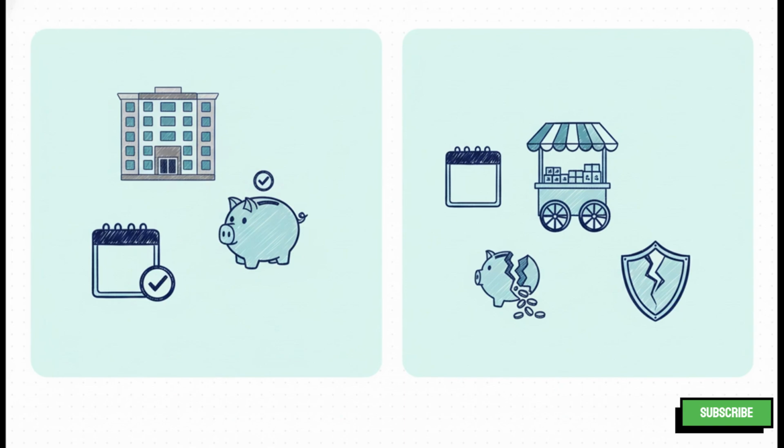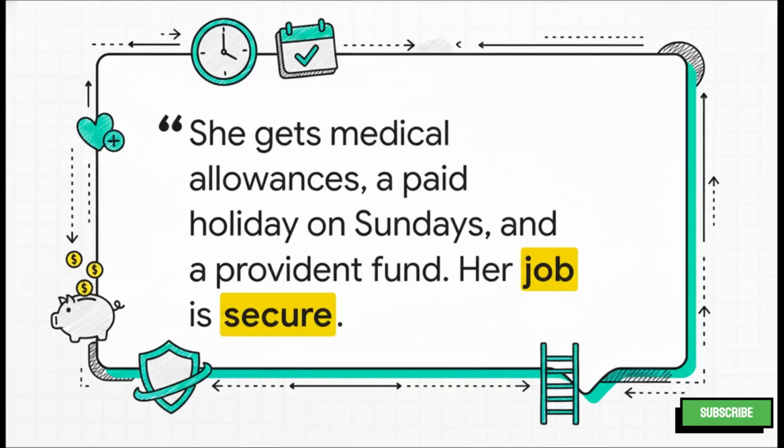On one hand, you've got the organized sector. Think of it as the world of formal jobs with rules, job security, and a real safety net. But on the other side, where the vast majority of Indians actually work, is the unorganized sector. And that's a world of informality, of uncertainty, and of vulnerability. Let's see what that looks like for actual people. Let's put a face to this.